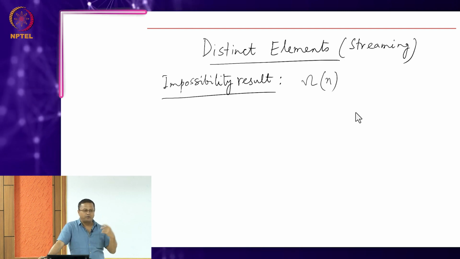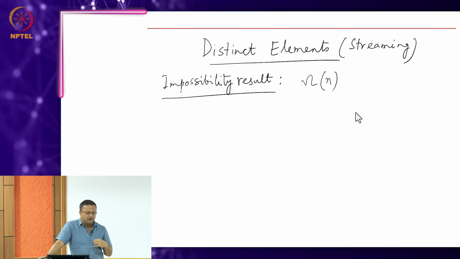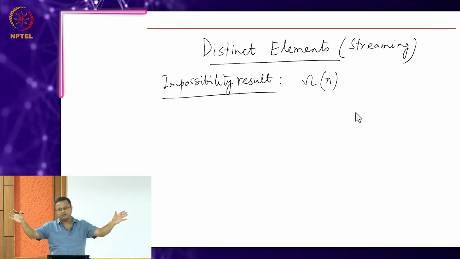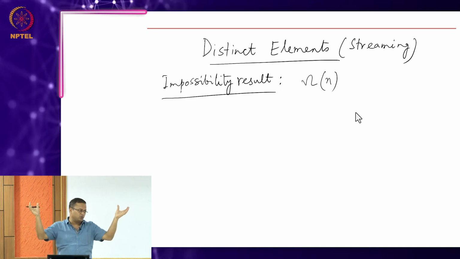So, there is another problem, say equality. Alice has an n bit string and Bob has an n bit string. You want to know if these two strings are equal.